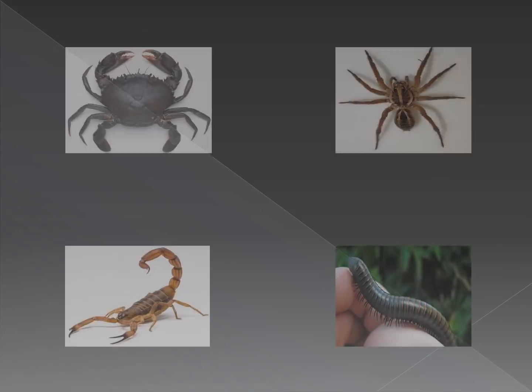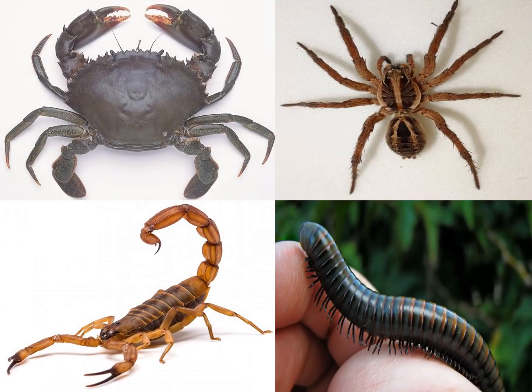The examples are crab, spider, scorpion, millipede. Now if you see in all these four pictures, if you look at the appendages, the legs of these, you will find that they are in tiny pieces and quite crooked, where it appears as if there are pieces being joined together to one another. That is why it belongs to Arthropoda.